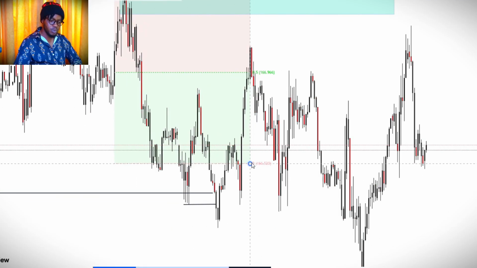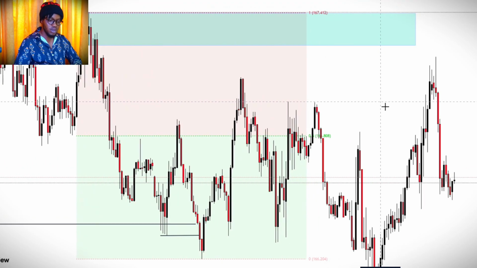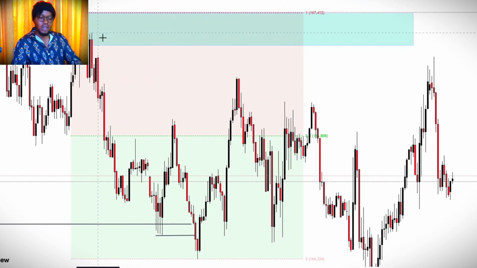All right, I take out my supply zone depending on the trend. As you can see, this is a bearish trend, so I take out my supply zone. After taking out my supply zone, if there's an order block, I would have spotted it and called it order block, but I'm not seeing any order block. It's just a supply zone. All right, there's no order block there.